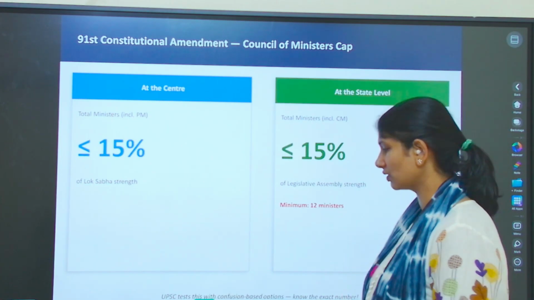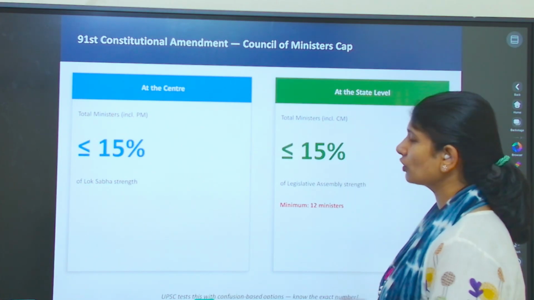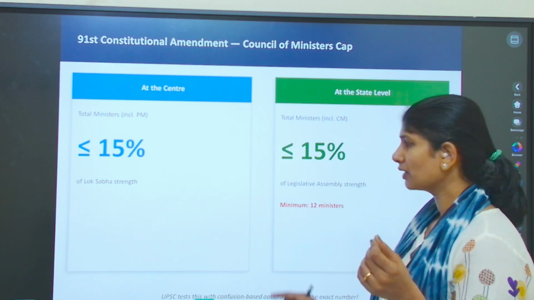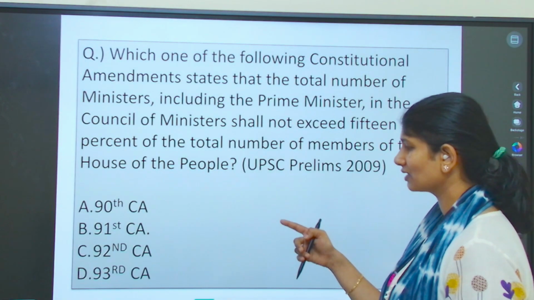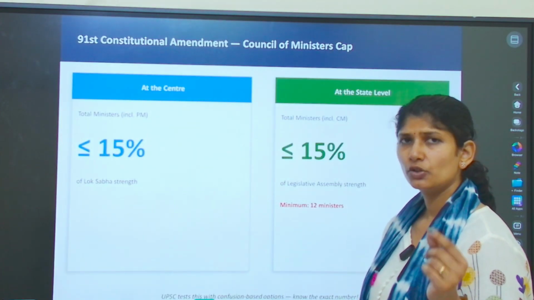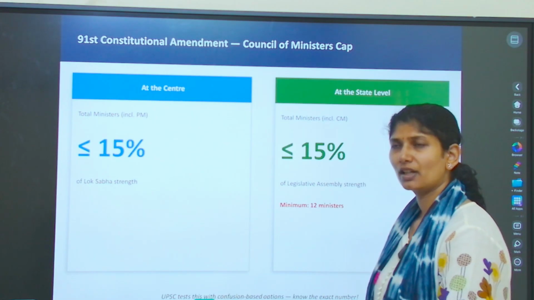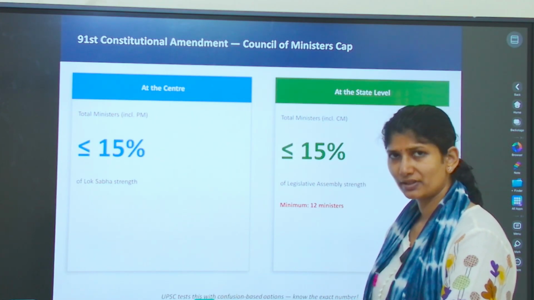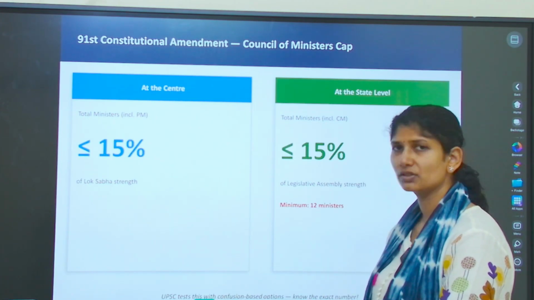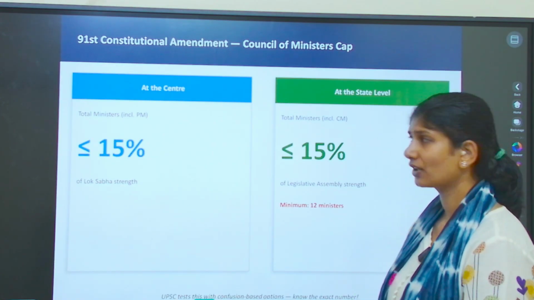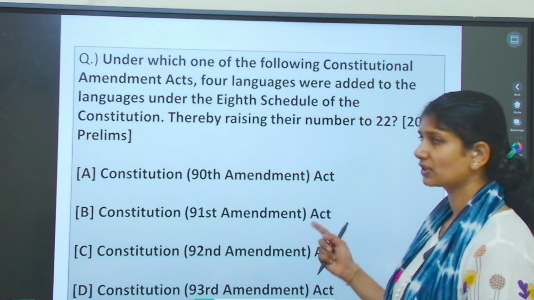Okay, so UPSC tries to test on this confusion. If you confuse any one number, whether 91st or 92nd, that entire question goes wrong. That is why important amendments like the 44th, 42nd, 39th, 91st, all these have to be looked into. Your 104th, right? Next question.